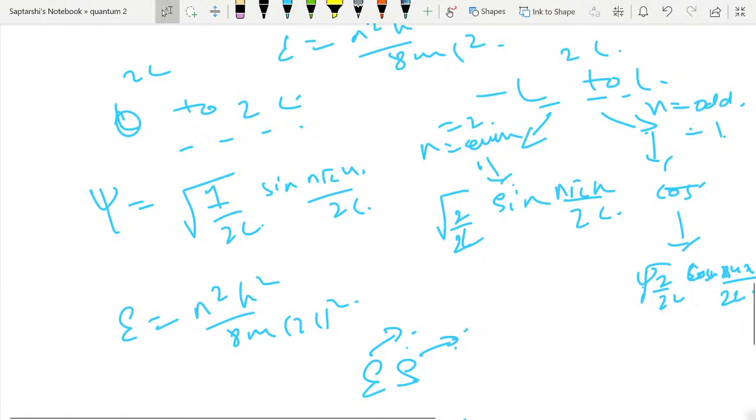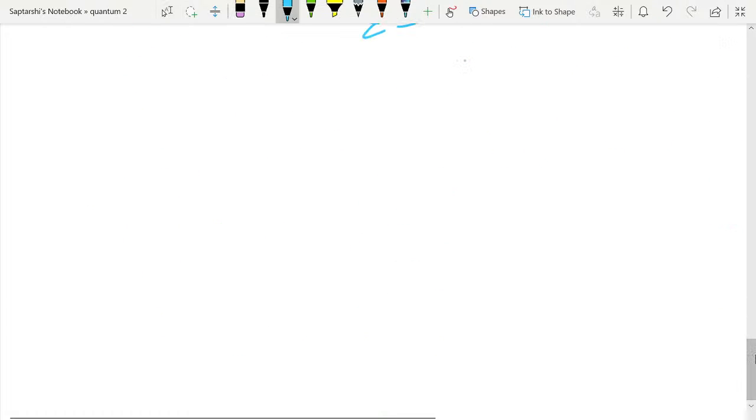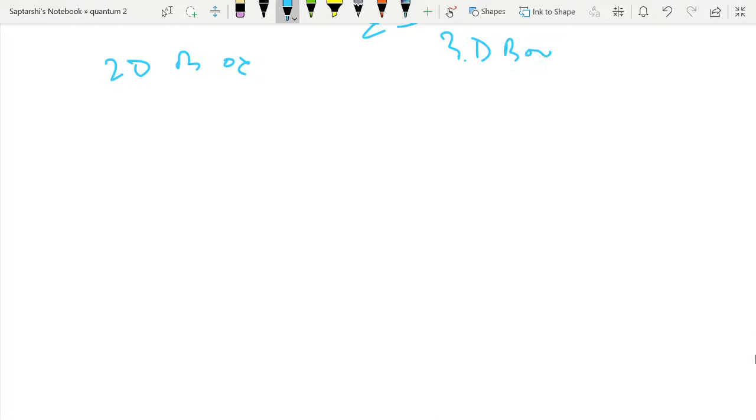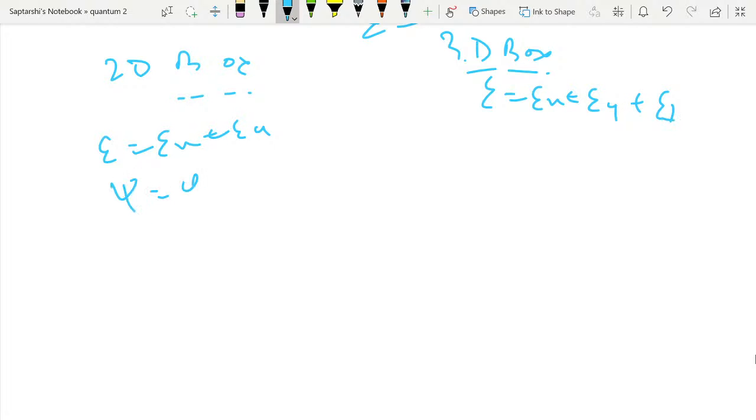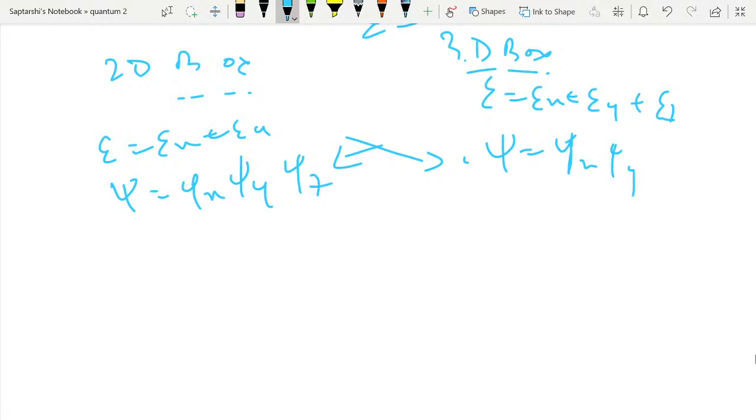Okay, so now we'll look into 2D boxes and 3D boxes. In a 2D box and 3D box, normally what happens is your energy is additive, but your wave function is multiplicative. Sorry, this will be for 3D. For 2D it will be psi x times psi y.